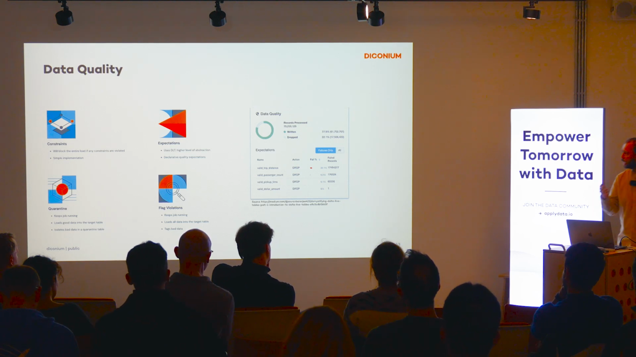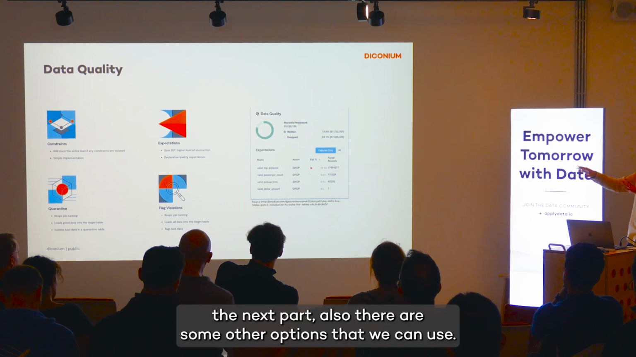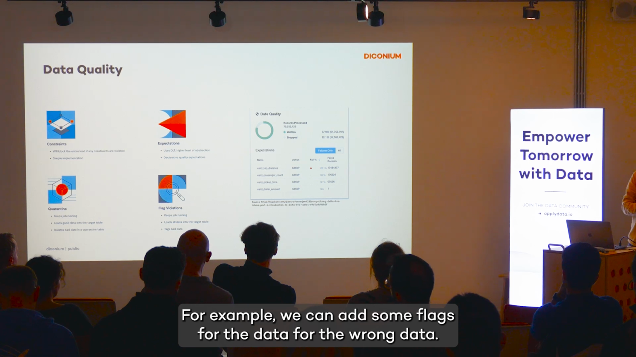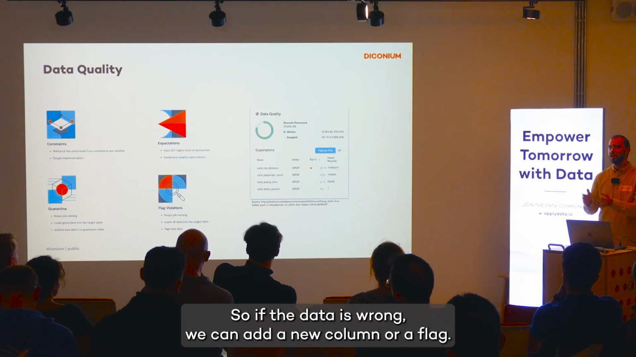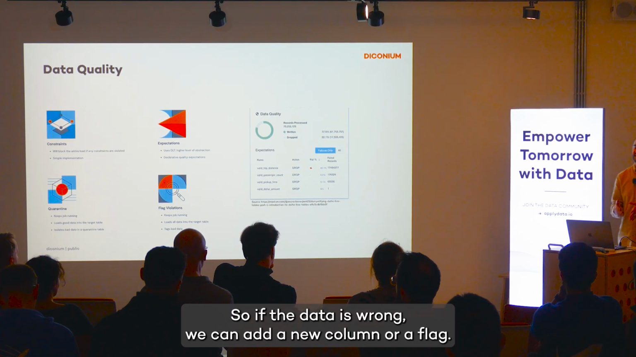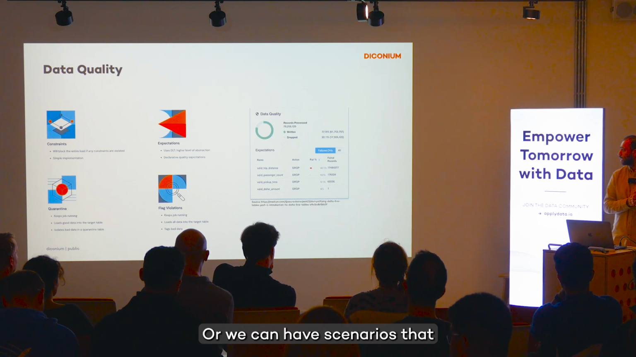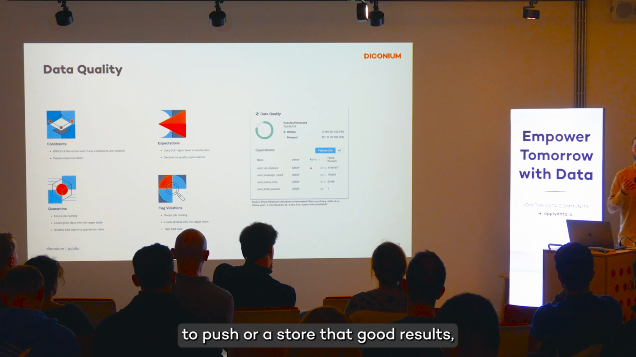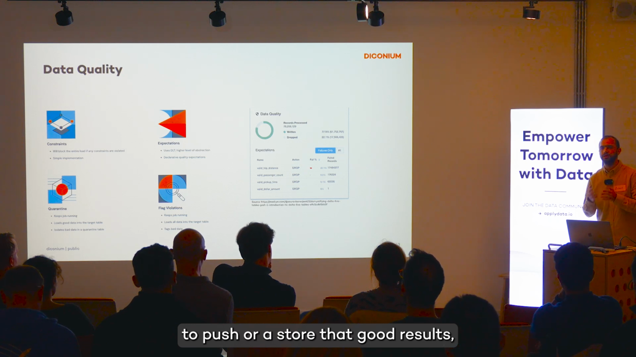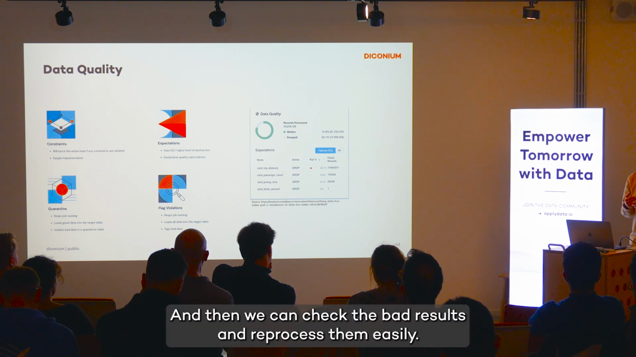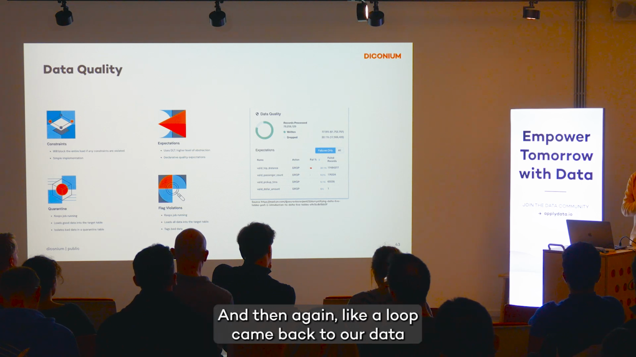The next part, there are also some other options that we can use. For example, we can add some flags for the wrong data. So if the data is wrong, we can add a new column or a flag, and then we can reprocess them. Or we can have scenarios to push or store the correct results to a table, and then bad results to another table. And then we can check the bad results and reprocess them easily, and then again, like a loop, come back to our data.